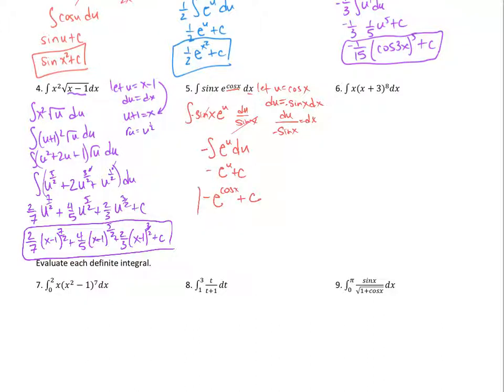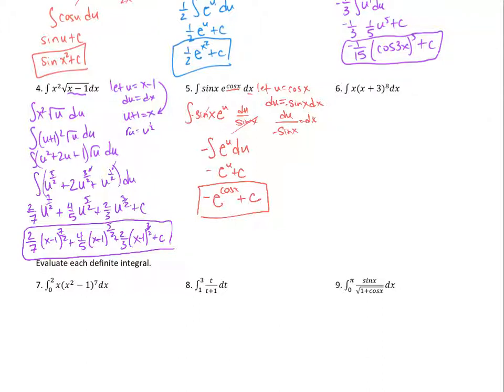And again, if you check this by taking the derivative, it would be negative e to the cosine x times negative sine x, so you will end up with sine x e to the cosine x dx. So this checks out. All right, for number 6, let's take a look here.